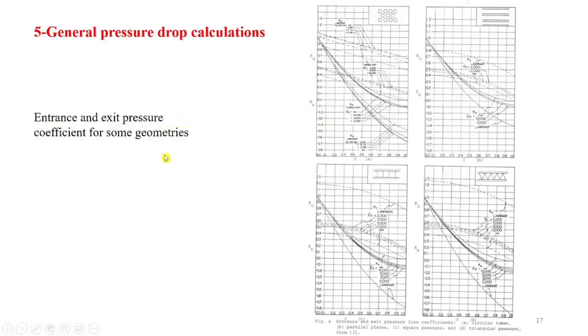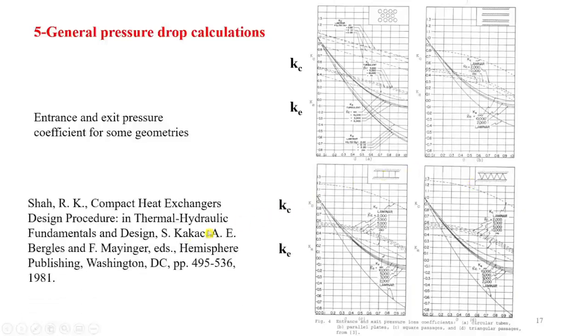So this is the exit and entrance, based on the value on the x-axis, sigma. So you have different curves for either laminar or turbulent flow for different geometries. This is flow inside the tubes. This is some other geometries for gas to gas and gas to liquid heat exchangers. This is again the same reference from which we took these figures.